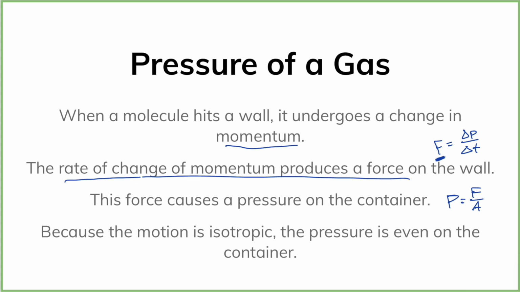Now, why is the pressure even all around? You notice that when you have a balloon, you can feel the pressure on different sides and it feels all the same. Well, it's because there are so many molecules, and because the motion is isotropic. We saw that earlier. This means that in any given direction, there are the same number of molecules traveling in that direction. So that means that the force creating the pressure is even throughout. And that's why we feel an even pressure in those containers.